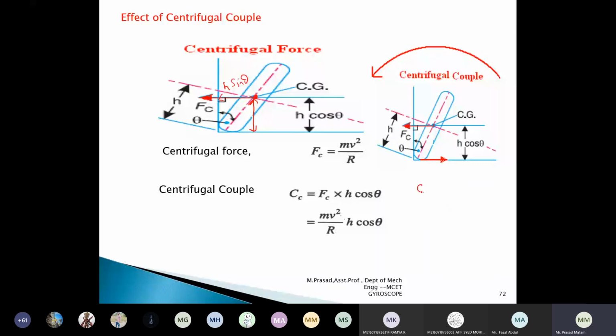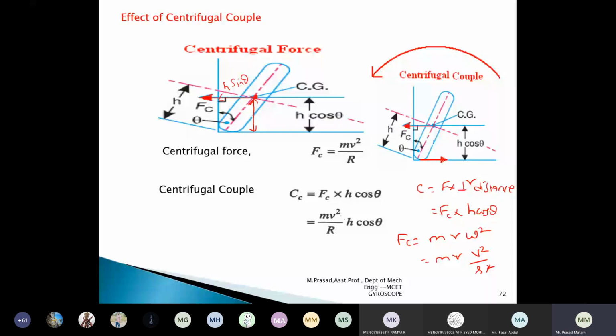Now what is the couple formula? Couple is equal to force into perpendicular distance. Here my force is the centrifugal force. What is the perpendicular distance for the centrifugal force? h cos theta is the distance. Now how to get Fc, the centrifugal force? The basic equation is m r omega square, and omega is v by r, so this will go away. Now it comes as m v square by r.